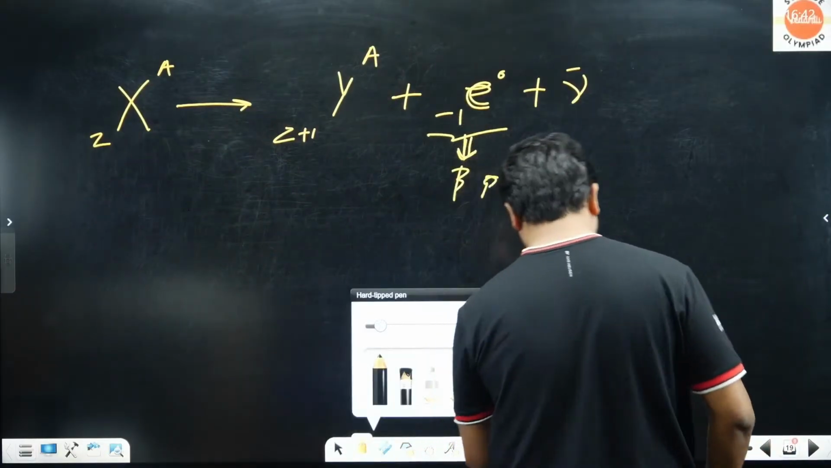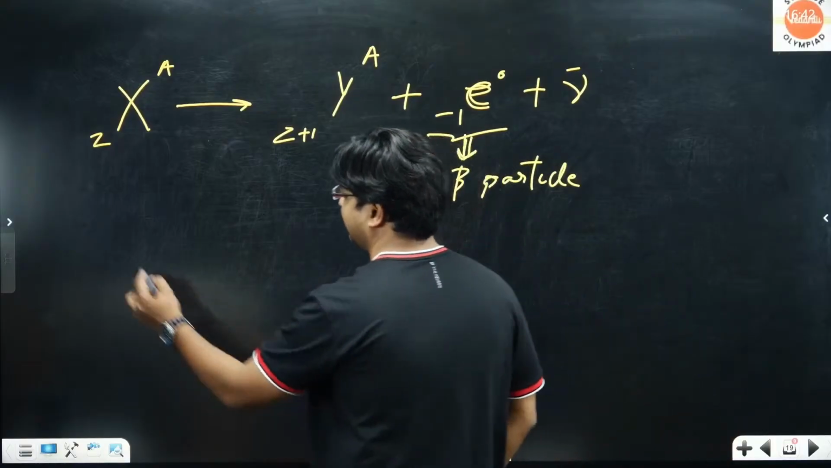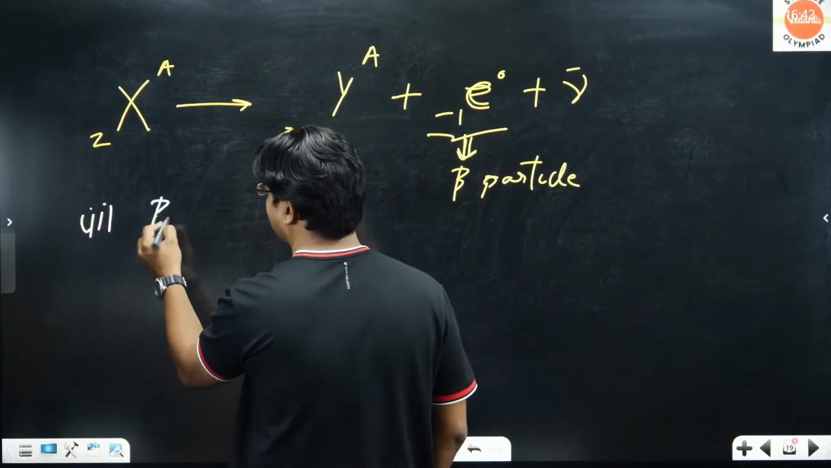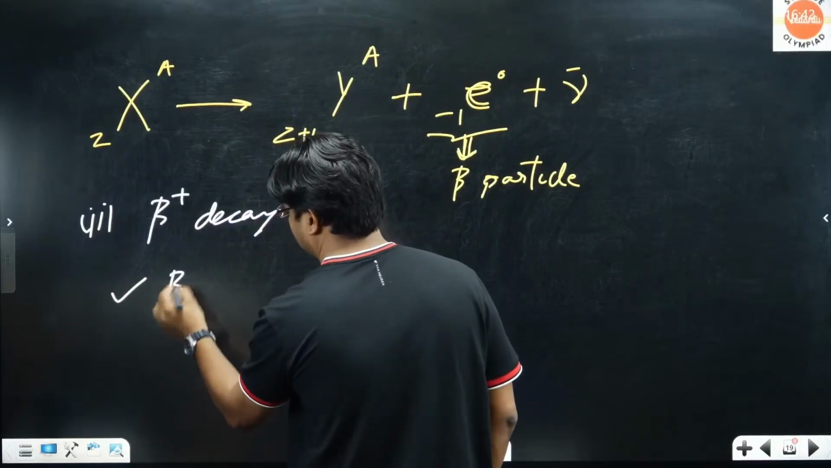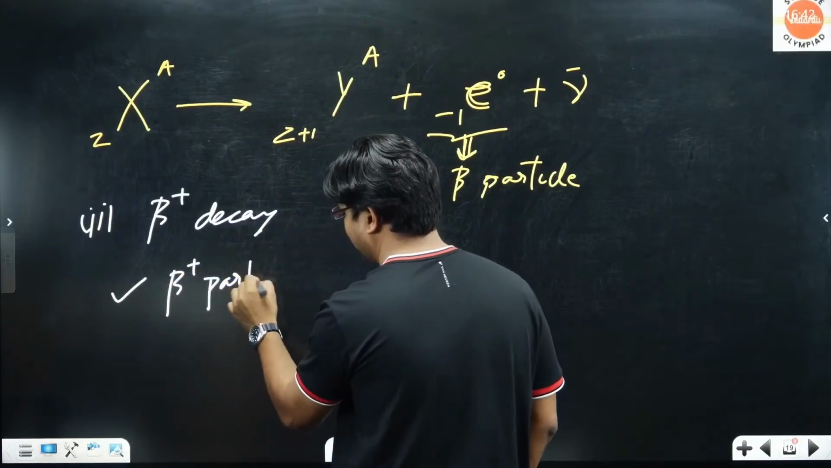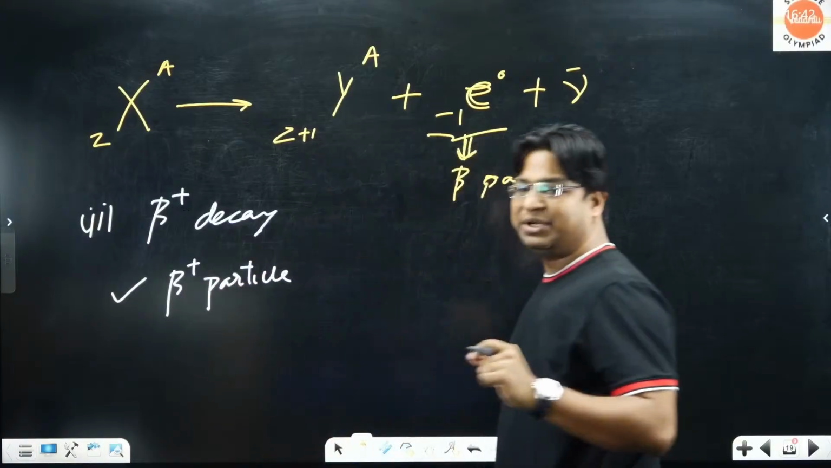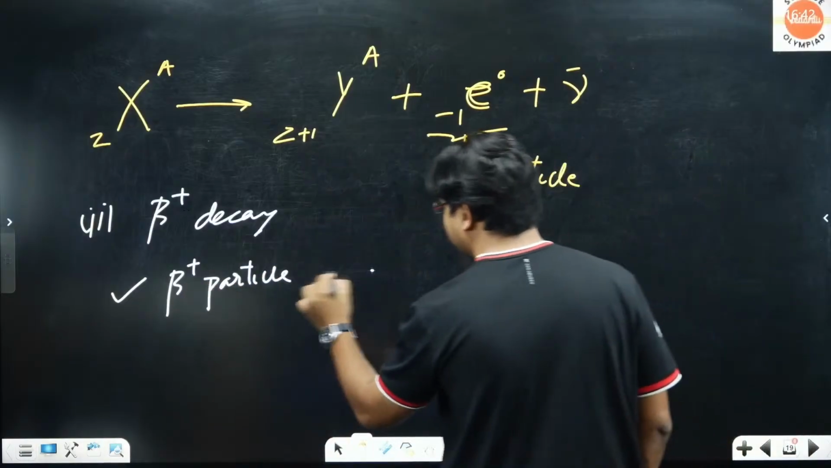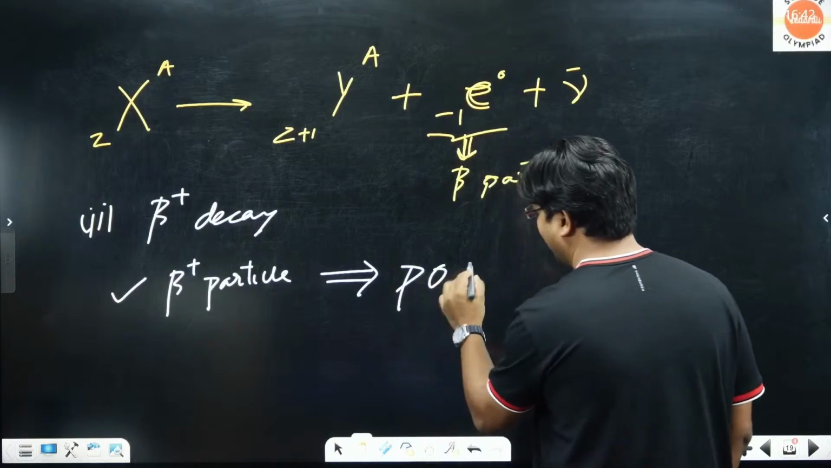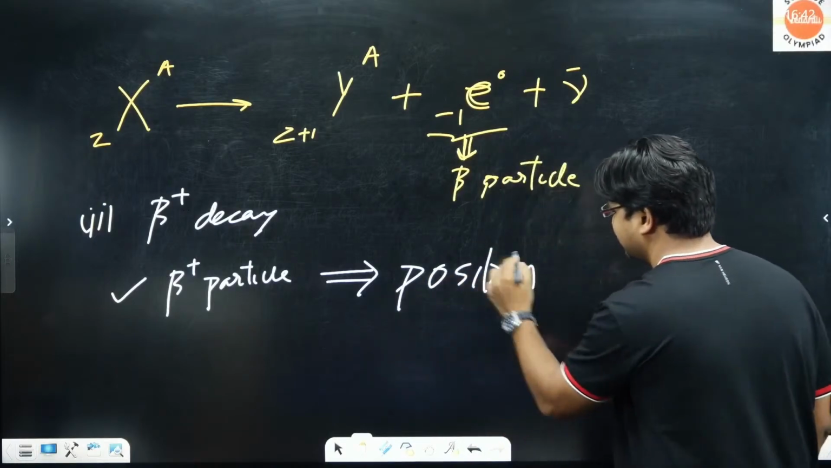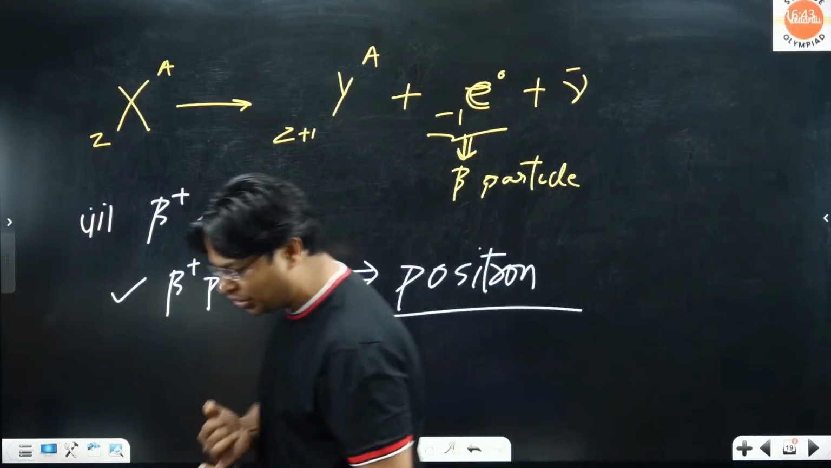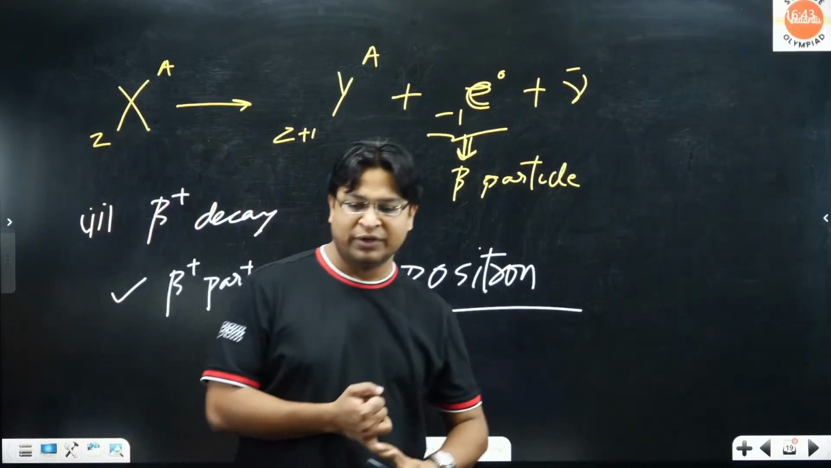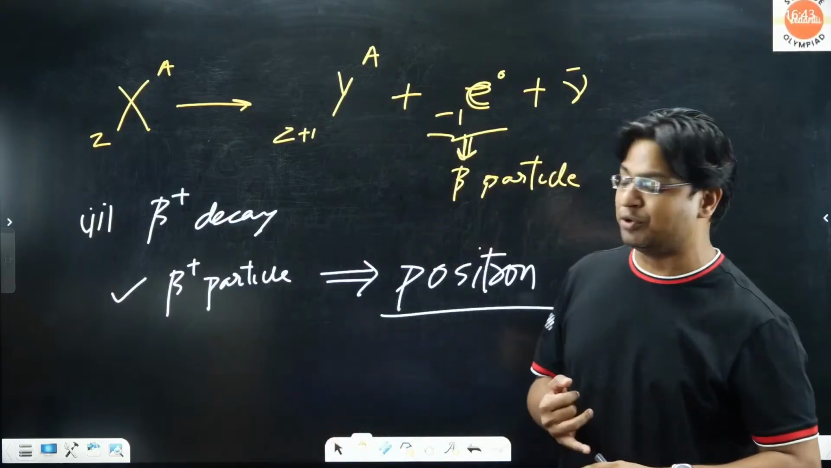Now we can talk about a beta positive decay also. What is a beta positive particle? A beta positive particle is a positron. Now you may have heard this word, you may not have heard this word before. We have heard about proton, we have heard about electron. What exactly is a positron?